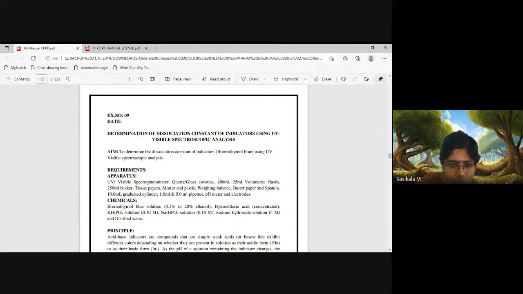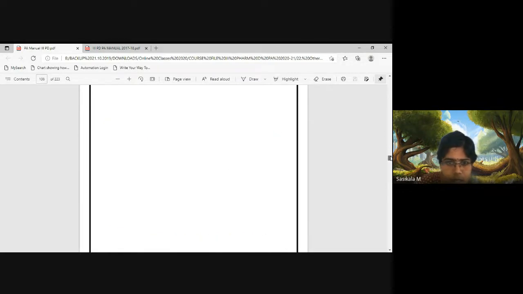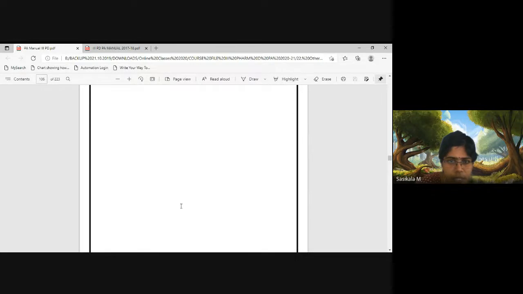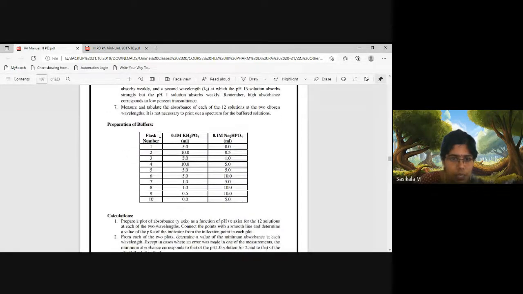Here I have given 25 ml, 100 ml and 25 ml volumetric flasks. So for this, the 25 ml volumetric flask only. You need to take 10 25 ml volumetric flasks. 10 25 ml volumetric flasks are taken. So label them as 1 to 10 flasks.